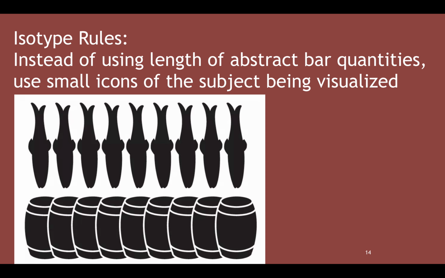Another rule. Instead of using length of abstract bar quantities, use small icons of the subject being visualized. As you can see, the fish on the very top, the barrel is at the bottom. If you're trying to show a quantity of something, you could literally count 1, 2, 3, 4, 5, 6, 7, 8, 9 fish. From that, say if they're each worth 1,000, there'd be 9,000 fish if you have a legend for that. As a result, use small icons that you repeat over and over again to spell out quantities.